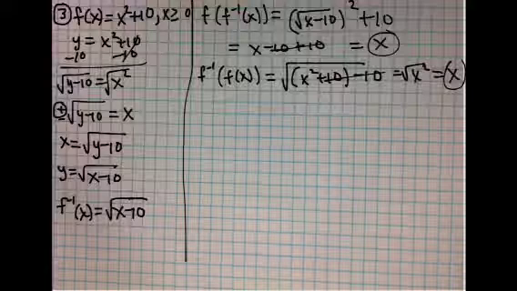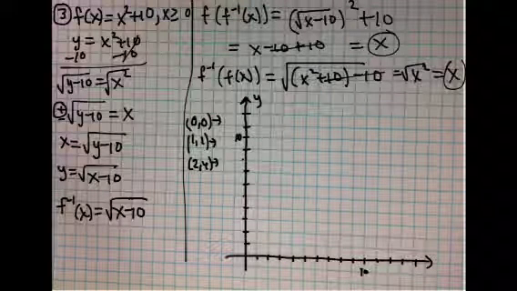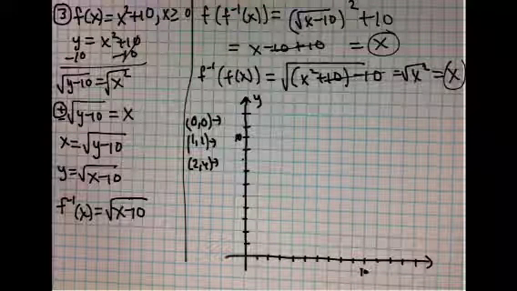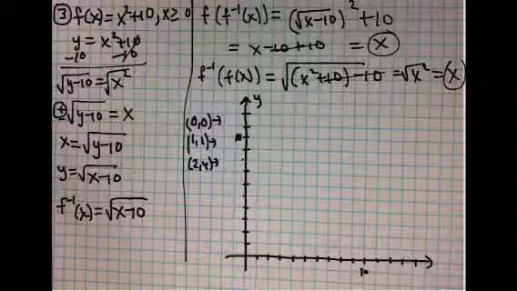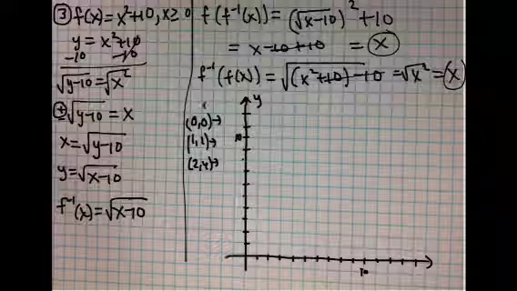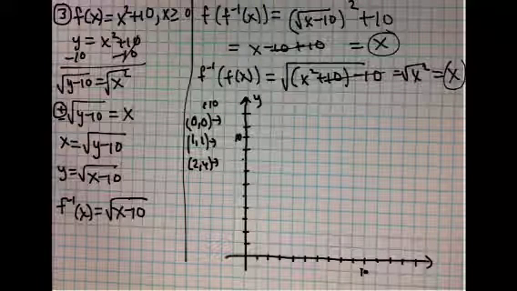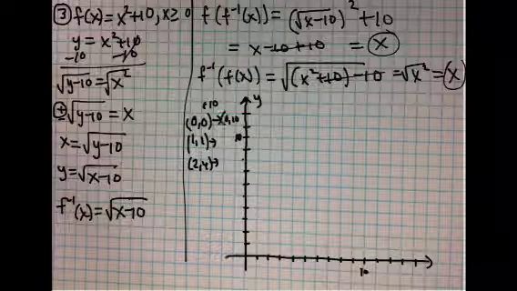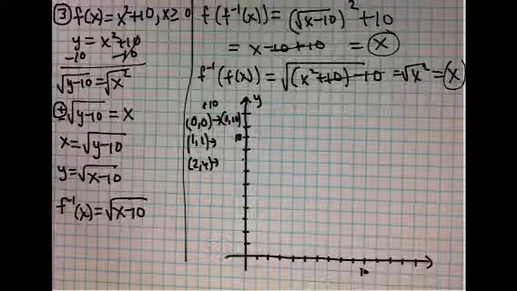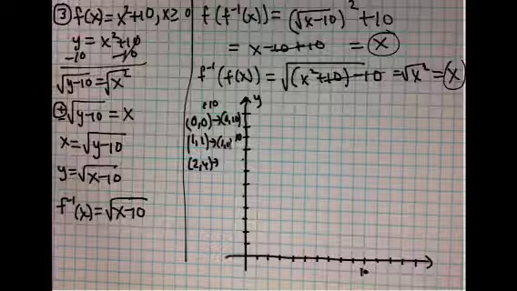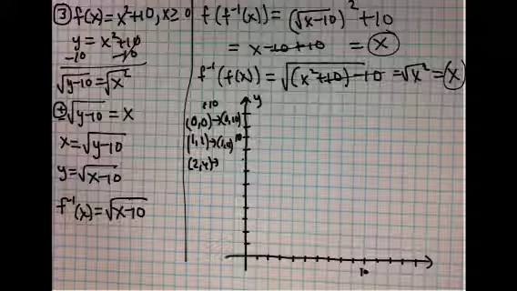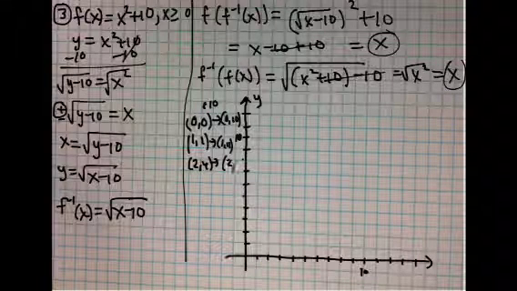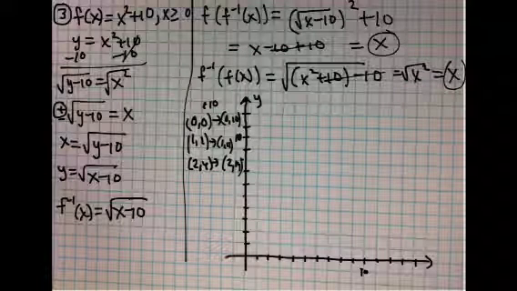So now we're going to graph. So the plus 10 is your k value, so that means that your graph got pushed up, moved up 10 units. So that means we're going to add 10 to the y's. So 0, 0 is now 0, 10. I know it's kind of crowded, sorry. And 1, 1 is now 1, 11. And 2, 4 is now 2, 14. I'm probably not going to have space for that one.